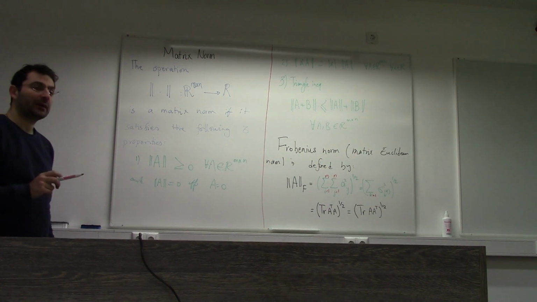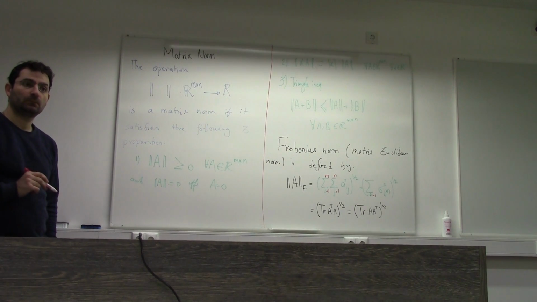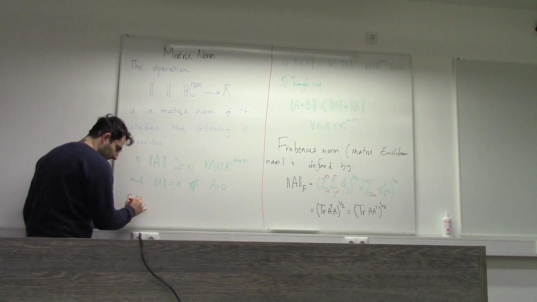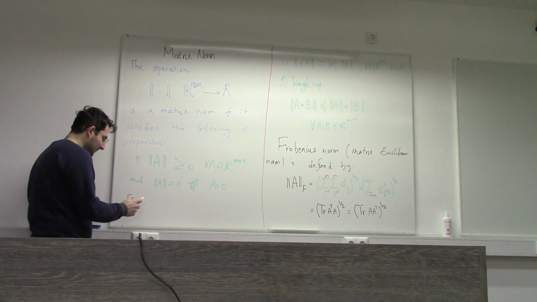Why n? Why not m? Because we're talking about columns, so the number of columns. If we have this matrix, these are not zero elements.